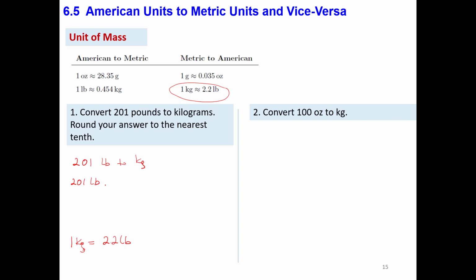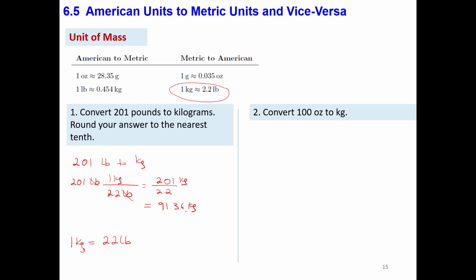201 pounds. Now we need to write it in the way that pounds cancel out, and the answer is in kilograms. And here the pounds cancel out, and we have 201 times 1 is 201 kilograms divided by 2.2. And we divide these two numbers, we will get, let's see, 91.36 kilograms.